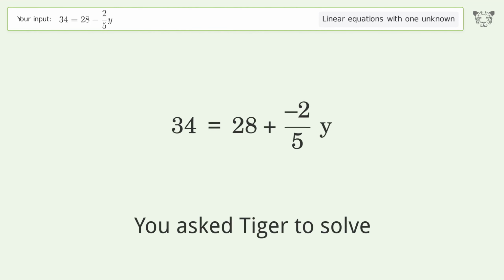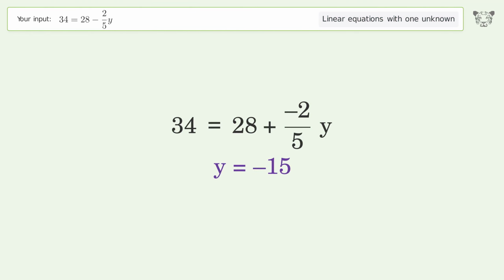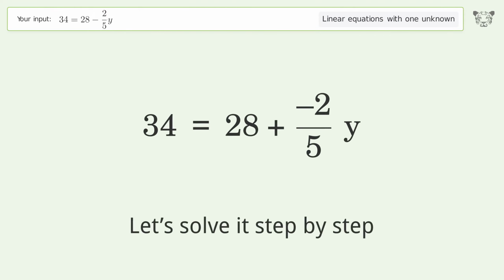You ask Tiger to solve. This deals with linear equations with one unknown. The final result is y equals -15. Let's solve it step by step.